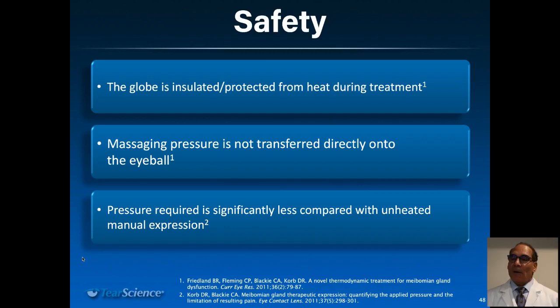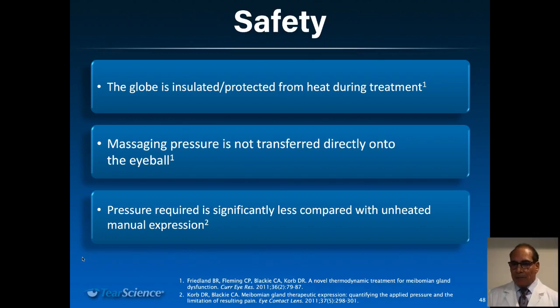Now, the manual expression, remember I showed you the video earlier where we were squeezing the lids? That is about 30 pounds per square inch. So that's an extreme amount of pressure. Very uncomfortable for patients. Whereas this one is very comfortable. At 5.4, patients report no discomfort at all.